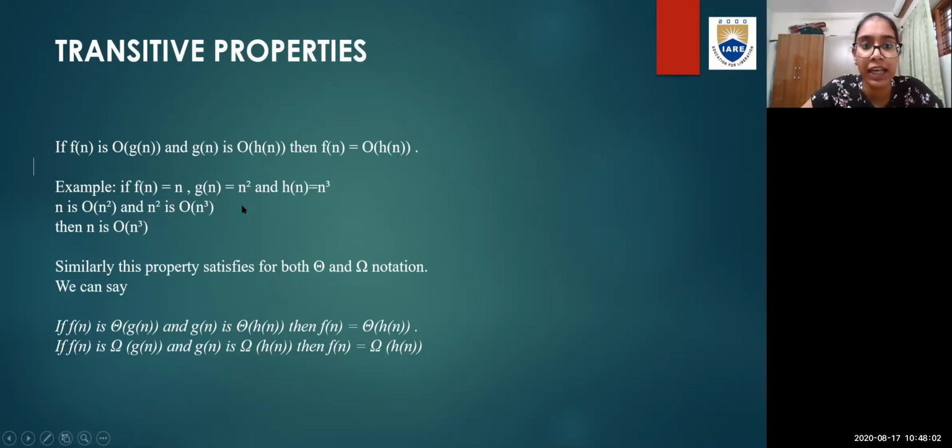And n square is big O of n cube, because here they told g of n is big O of h of n, and h of n is nothing but n cube. So n square is big O of n cube. So n is big O of n cube. Indirectly, your n is equal to big O of n cube. You have to remember that f of n is big O of g of n, and g of n is big O of h of n, then f of n is big O of h of n. This property is satisfied for both theta and omega notations as well. This is known as transitive property.